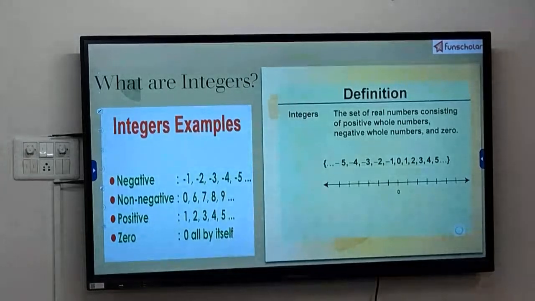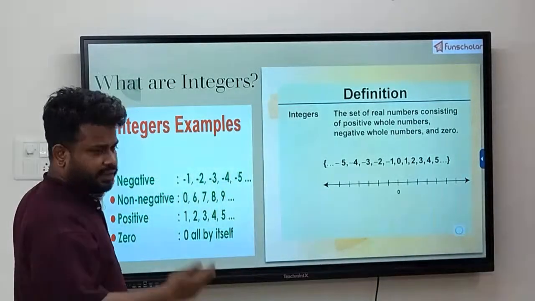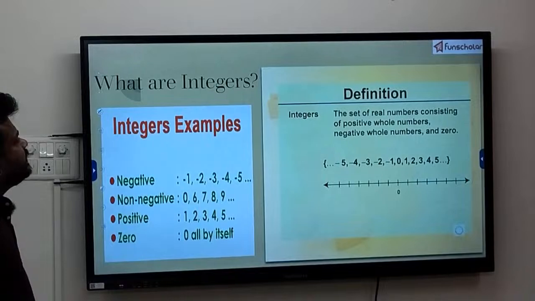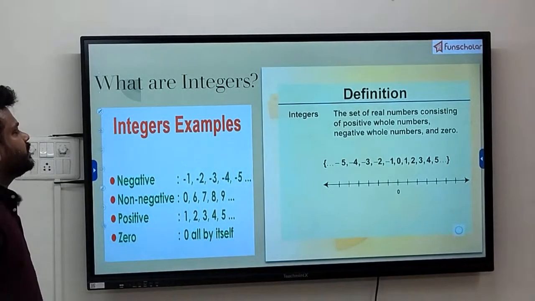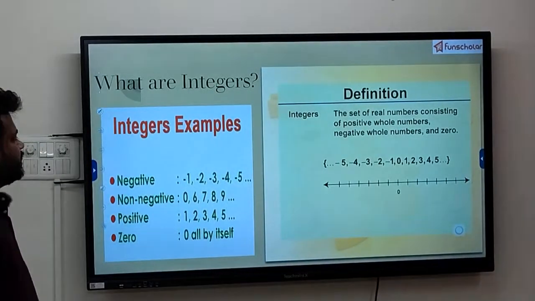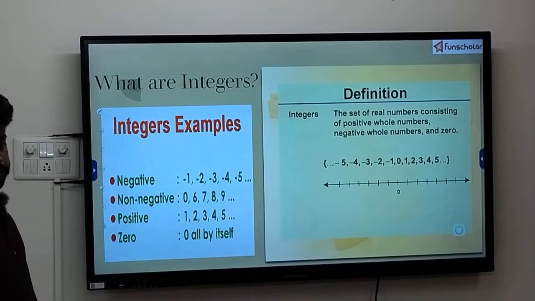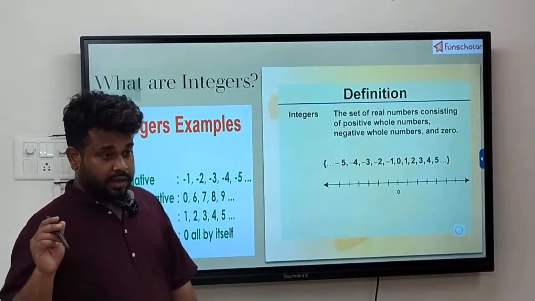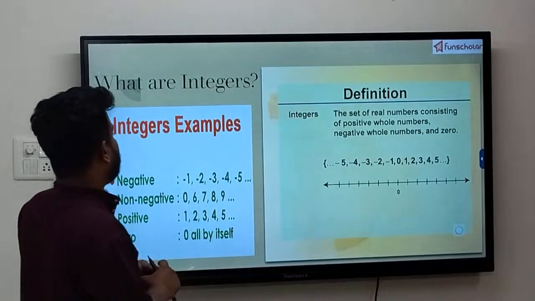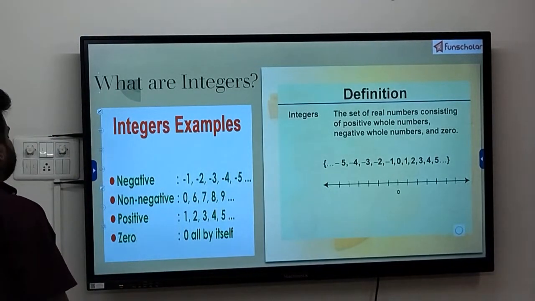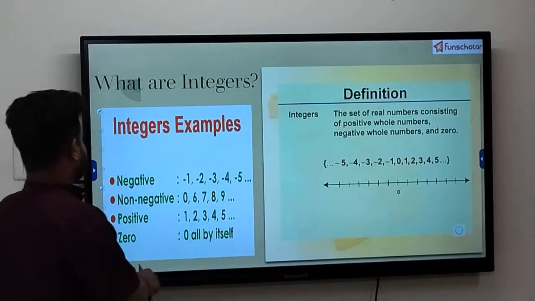So what are the integers? I won't go to the video, but I am describing it like this. Integers: the set of real numbers consisting of positive whole numbers, negative whole numbers, and 0, obviously, because 0 is also a whole number, are the integers, just like negative, just like positive.